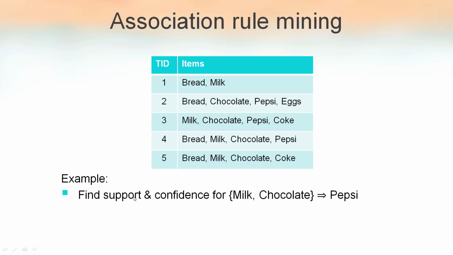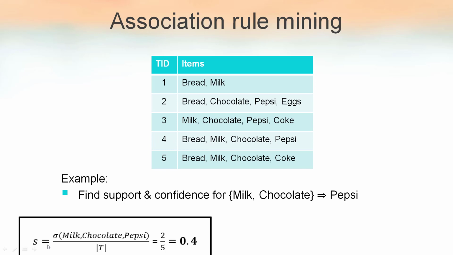Let's see one example. Find support and confidence for milk, chocolate and Pepsi. This is the association rule, and we are going to find support and confidence for this rule. This is our transaction database. You can see milk and chocolate in 3 transactions: transactions 3, 4 and 5. And you can see milk and chocolate with Pepsi in 2 transactions: milk, chocolate, Pepsi in transaction 3 and milk, chocolate, Pepsi in transaction 4.